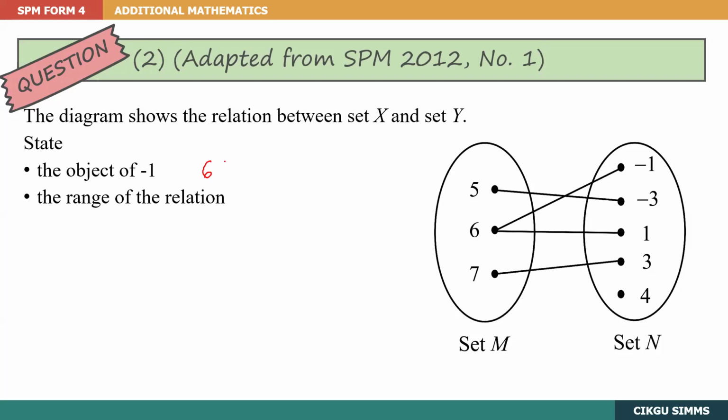For the second question, the question asks for the range of the relation. The range should be in the set, so it's just -1, -3, 1, and 3. 4 cannot be included because it's the range, not the codomain.